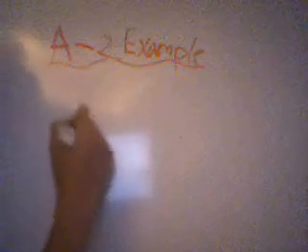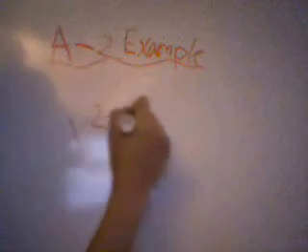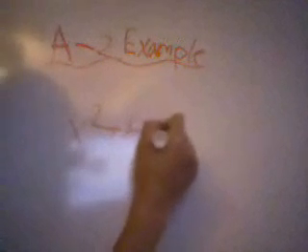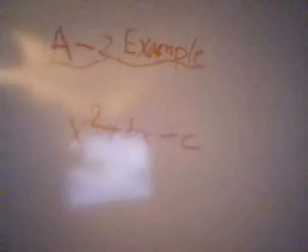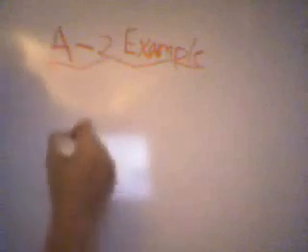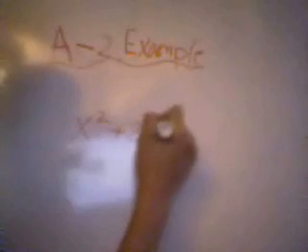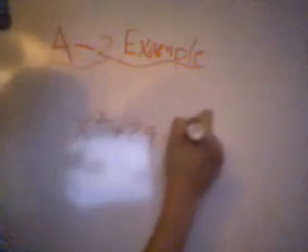With a trinomial containing a negative constant, like so, minus c, the factor would contain one positive and one negative at the end. An example of a trinomial with a negative constant would be x squared plus 29x minus 30.